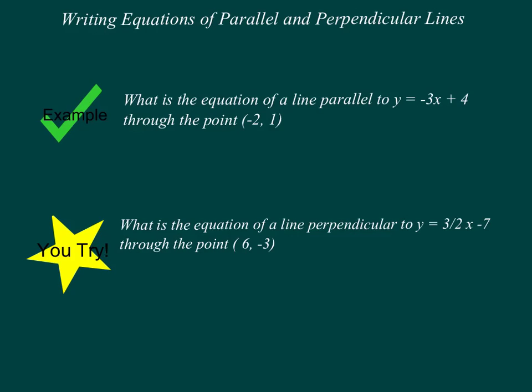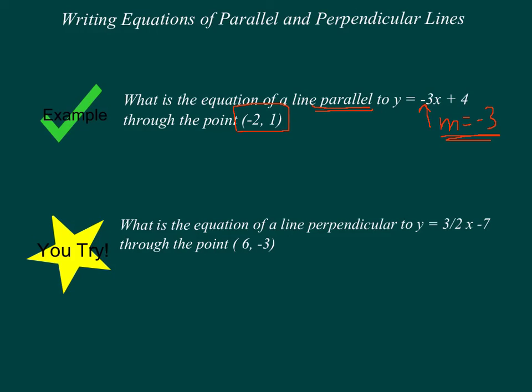The last thing that we're going to do is we're going to combine our knowledge of parallel and perpendicular with our knowledge of writing the equation of a line. Okay, so here, my first example. What is the equation of a line parallel, ooh, that's important, parallel, to y equals -3x plus 4 through the point -2, 1? So what they've done is they've given me a slope, because if I want a line parallel to this slope, then I want my slope to be -3. And they've given me a point.